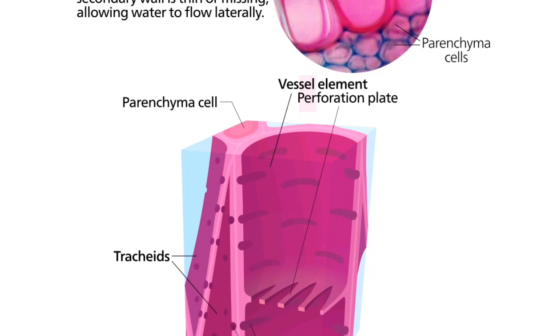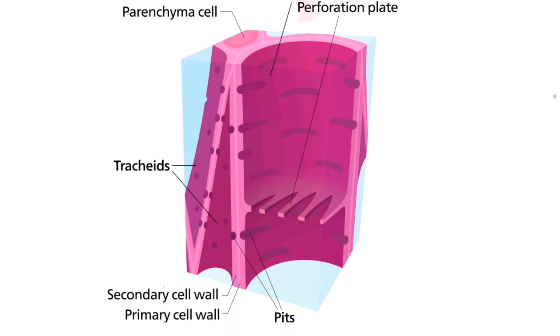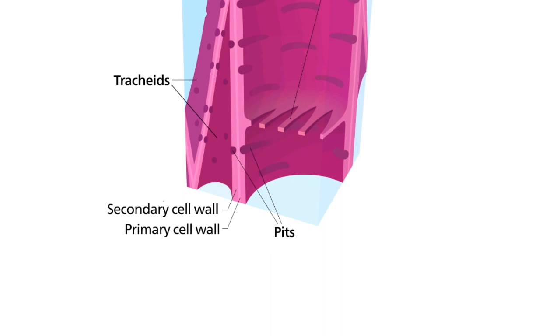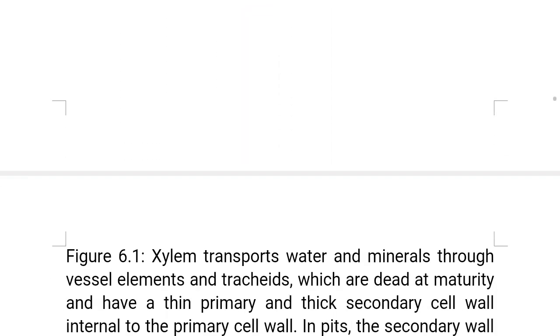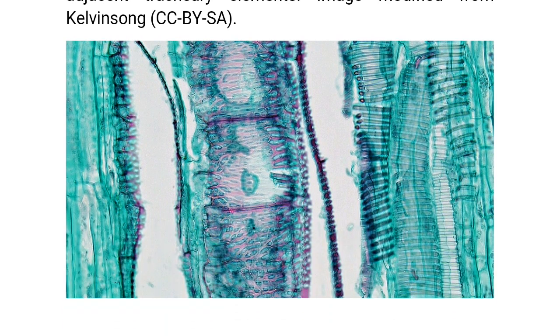And this is the second diagram, which is the longitudinal section of the trachea, showing the vessel, the perforated plates, the parenchymatous cell, and the secondary cell wall. So the secondary and primary cell wall are there. The secondary cell wall is stronger than the primary cell wall in trachea. This is another section of the trachea, showing the different plates.